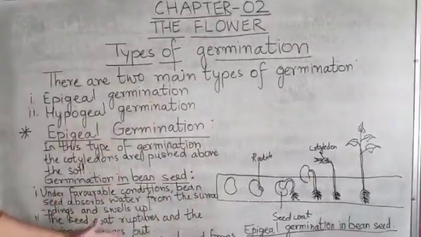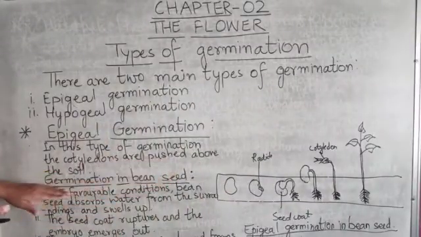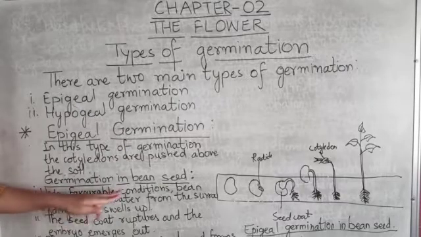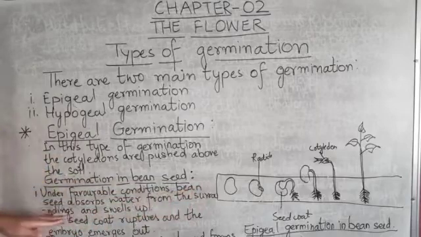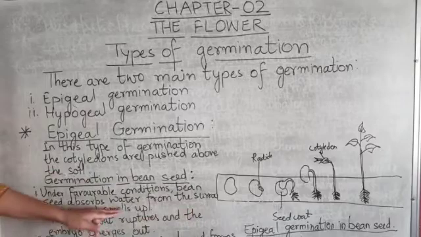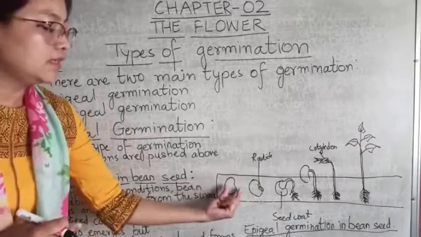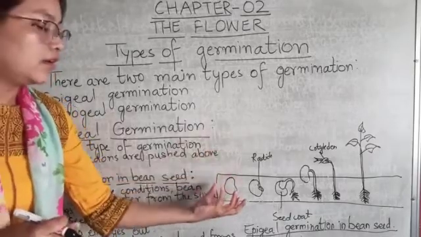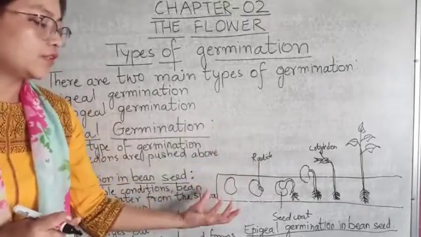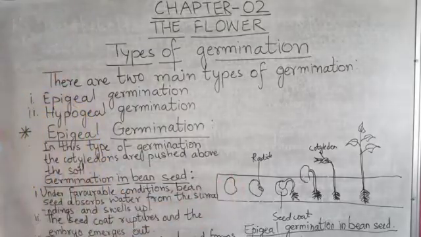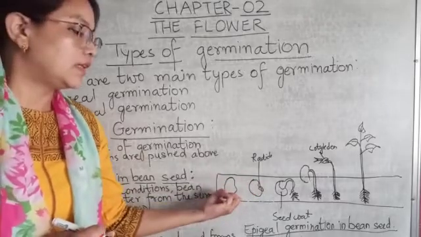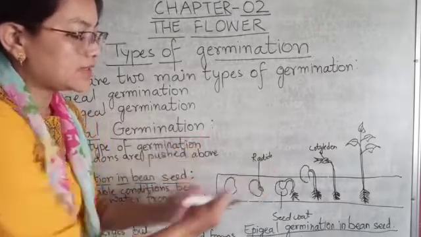How does germination take place in a bean seed? Let us revise this. First, under favorable conditions, the bean seed absorbs water from the surroundings and swells up. When it gets water and proper favorable conditions, it starts growing. What happens? It swells up. Swelling up means it increases in size.